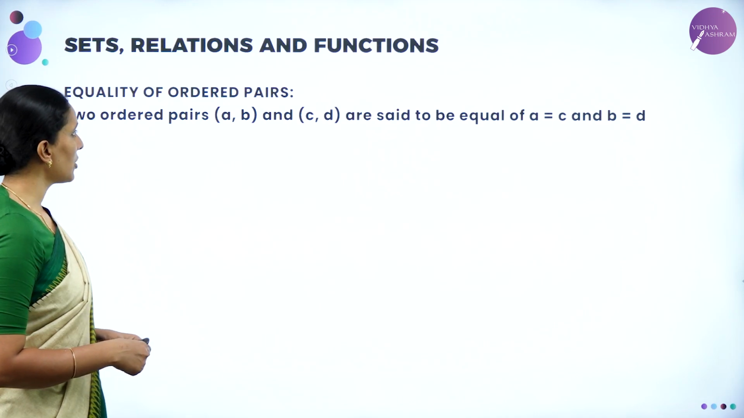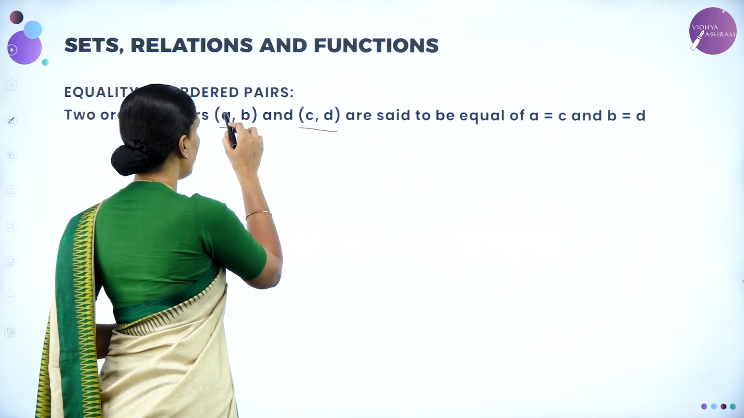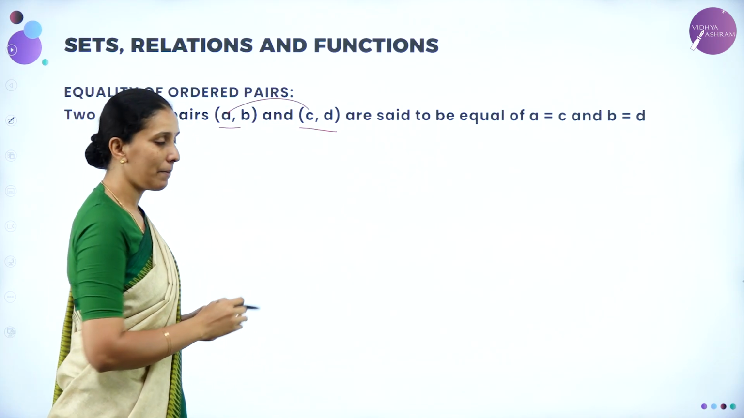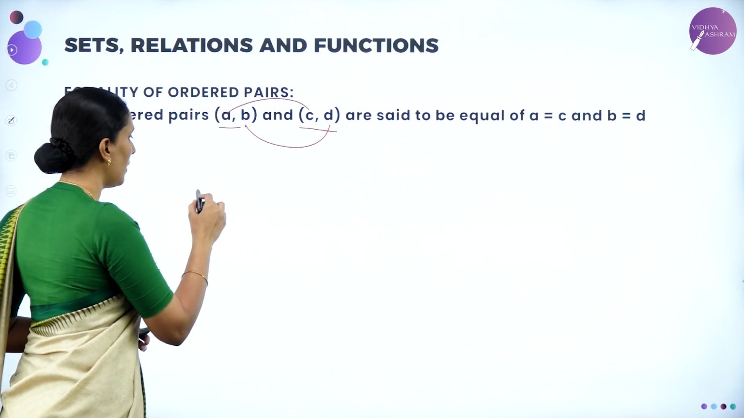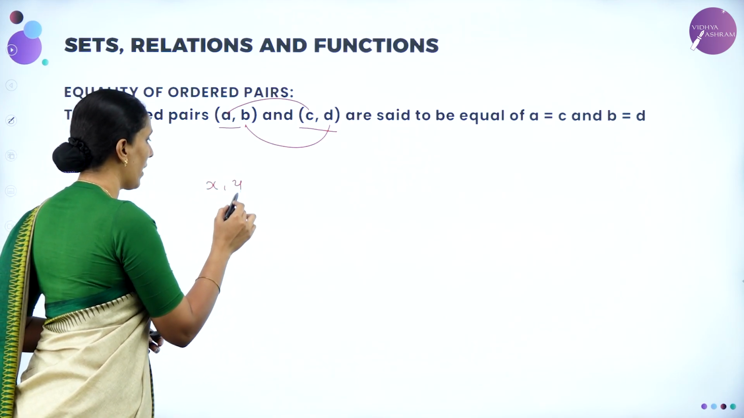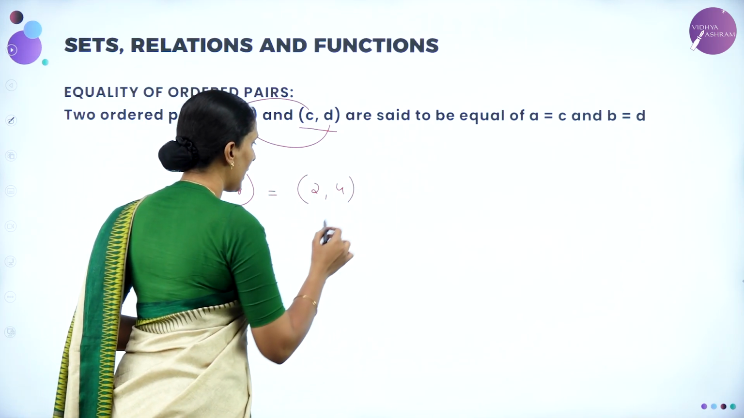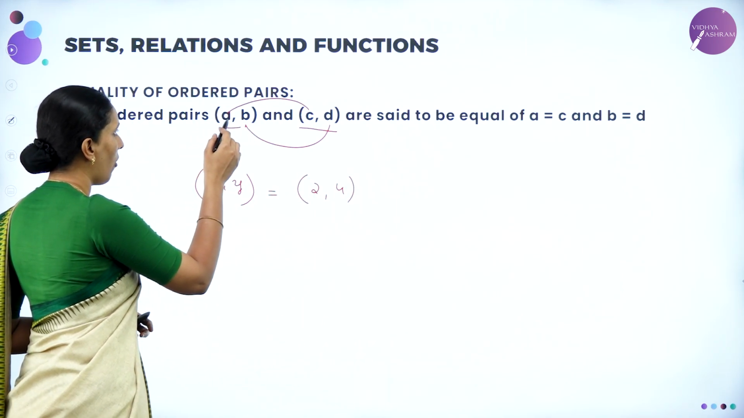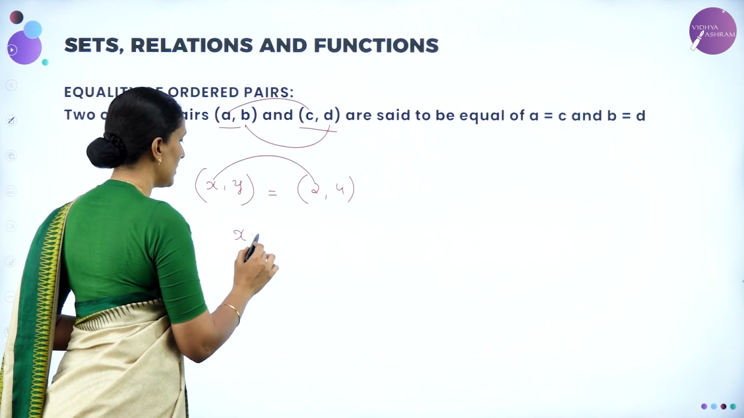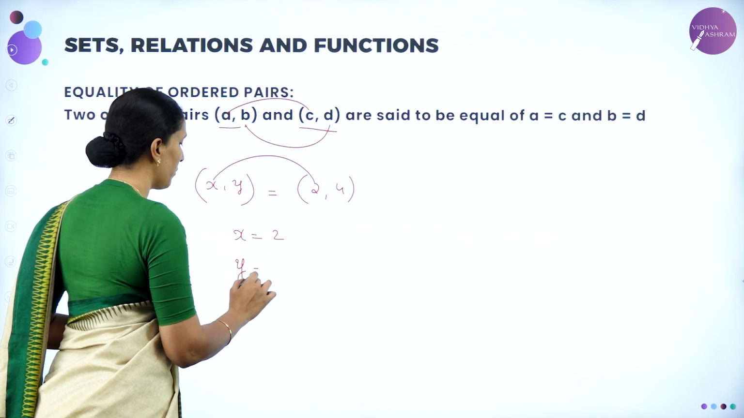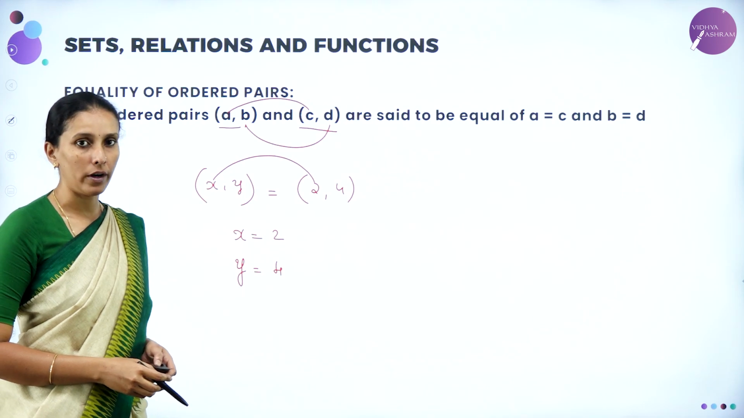Now, equality of ordered pairs. We say that two ordered pairs are equal when the first element is equal to the first element and the second element is equal to the second element. For example, what is the value of (x, y) when it is equal to the ordered pair (2, 4)? I clearly said, always first element is equal to the first. Therefore, the value of x is equal to 2 here and the value of y is equal to 4. So this is nothing but the equality of ordered pairs.